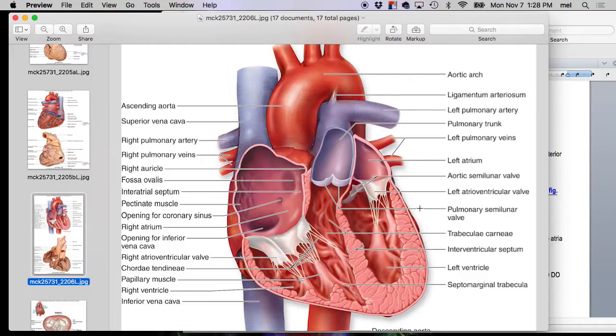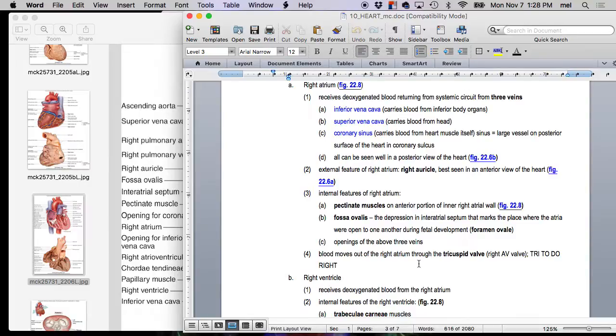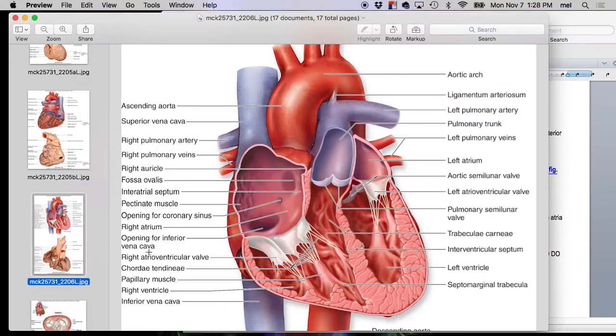Chordae tendinii. Sounds fun, right? Chordae tendinii. And there's two E's in there, and I never can say it right. I'm just like, chordae tendinii. Okay, so now, pectinate muscles, fossa ovalis. So I'll show you a cool picture.